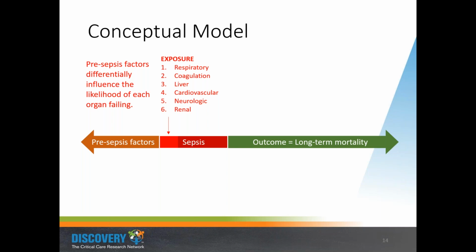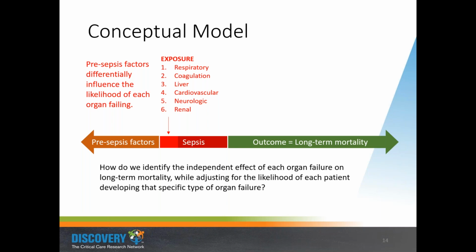Similarly for all of these: respiratory, liver, and cardiovascular. And so this became the question in which we decided to apply the propensity score approach. How do we identify the independent effect of each organ failure on long-term mortality while adjusting for the likelihood of each patient developing that specific type of organ failure? So that's a lot. I think I'm going to turn it over to Alejandro at this point to take us through how and why we use a propensity score in this approach.